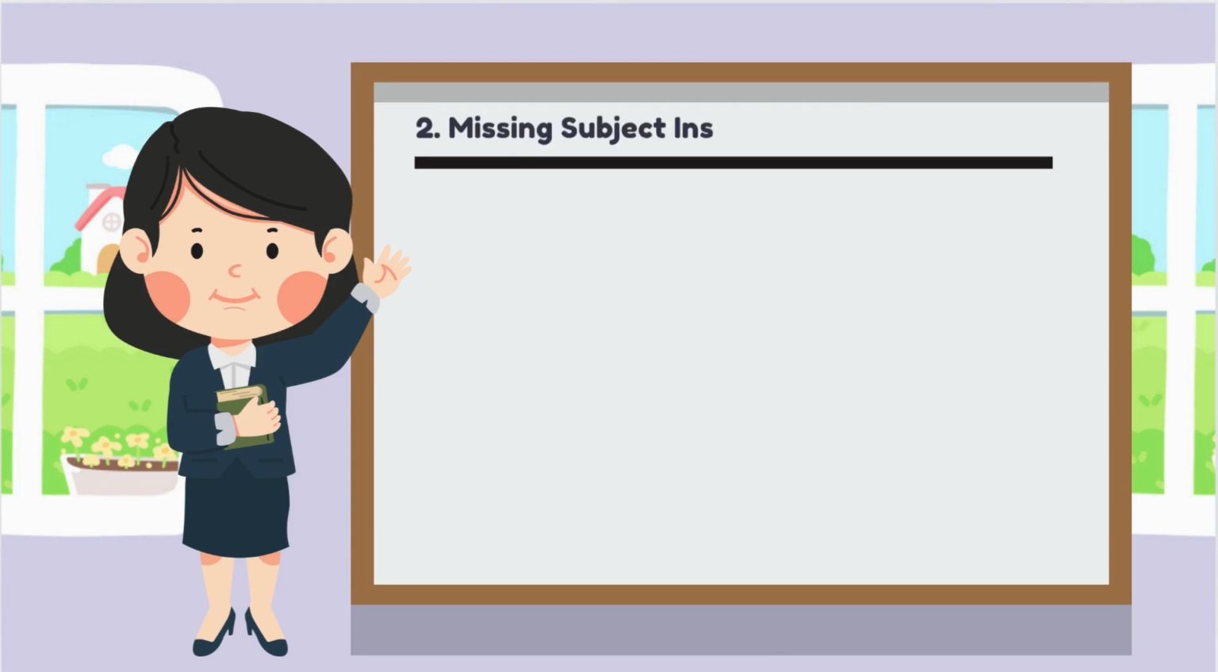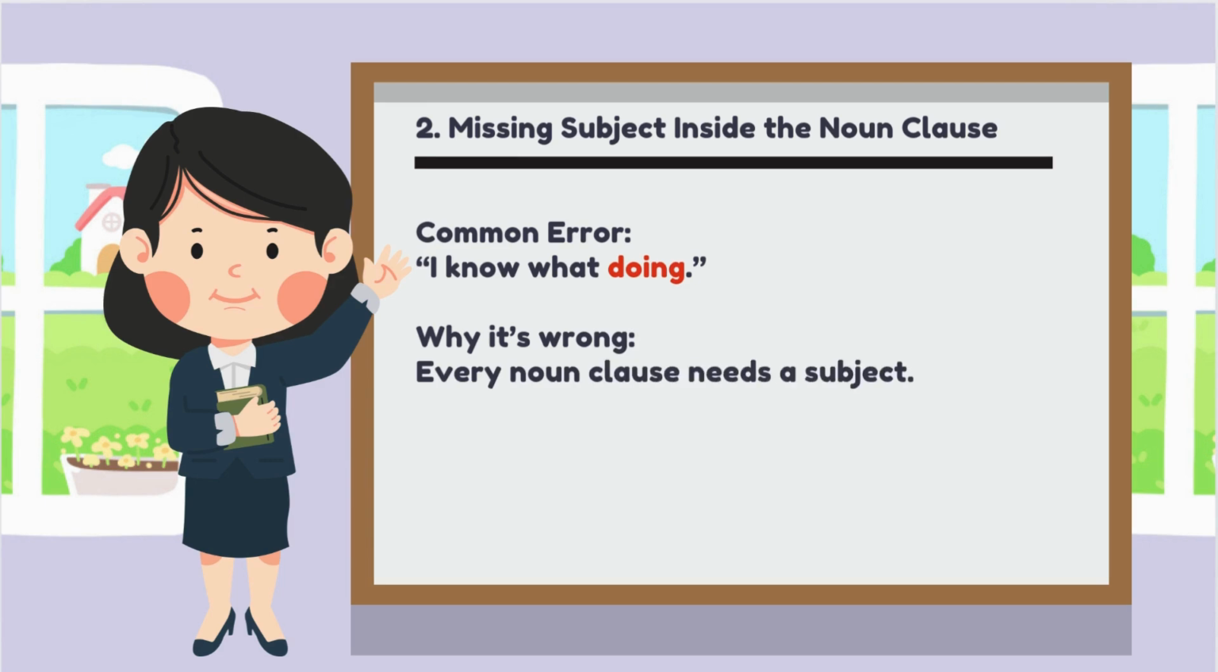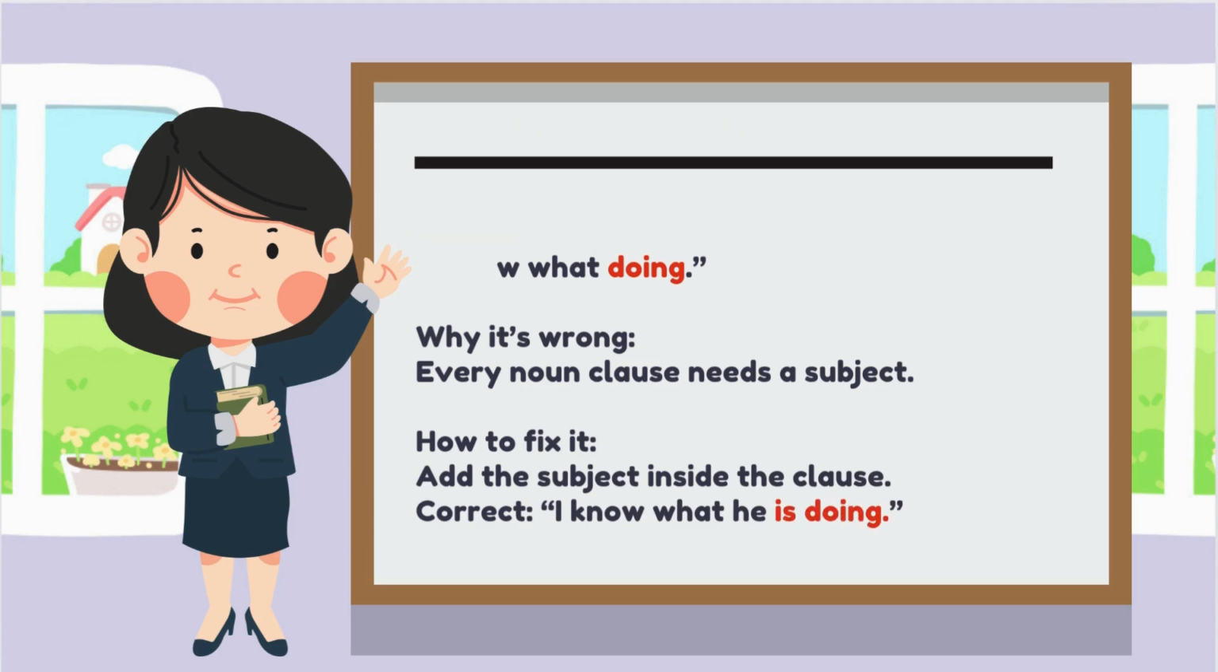And second, missing subject inside the noun clause. Common error: I know what doing. Why it's wrong? Every noun clause needs a subject. And how to fix it? Add the subject inside the clause. So the correct is I know what he is doing.